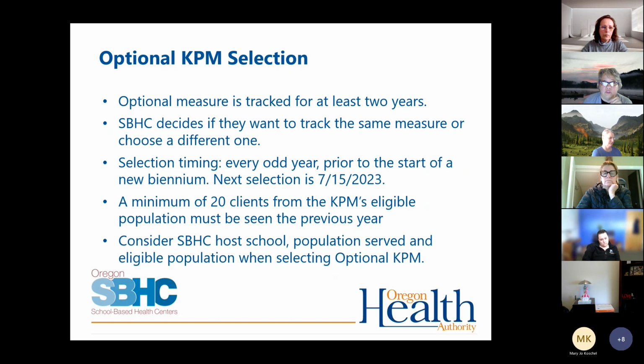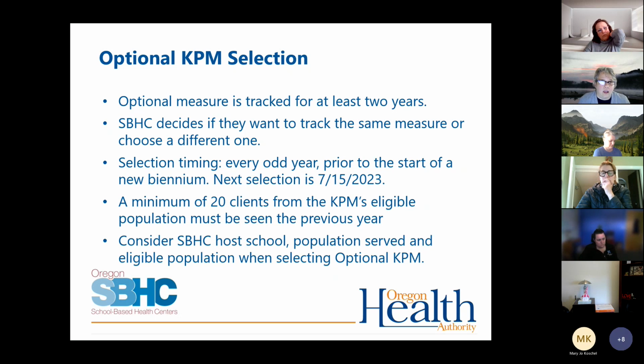You can choose every 2 years to continue tracking the same optional measure. It's perfectly fine. We don't say you have to change them. Some sites feel like they've totally done a great job on making sure their clients are getting one of the optional measures, and they maintain that kind of workflow, and so they decide to choose a different optional measure after 2 years or 4 years or whatever, but it's your choice.